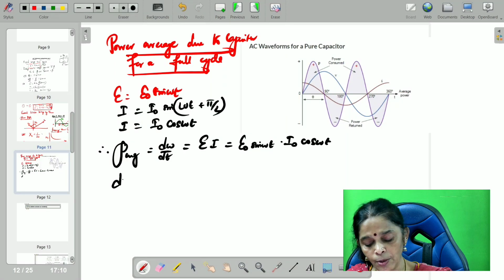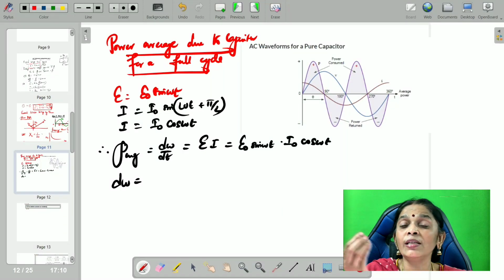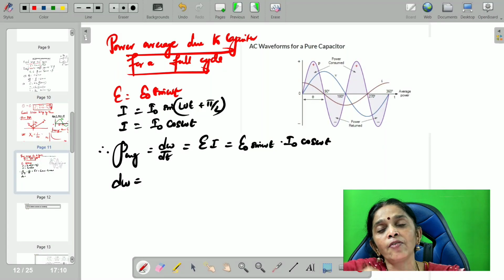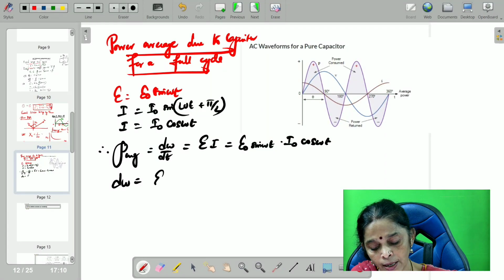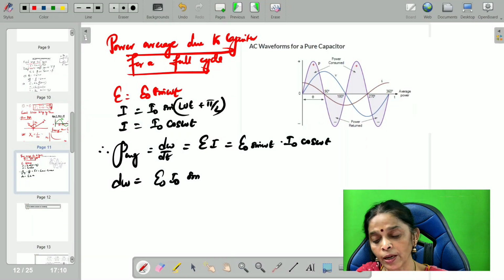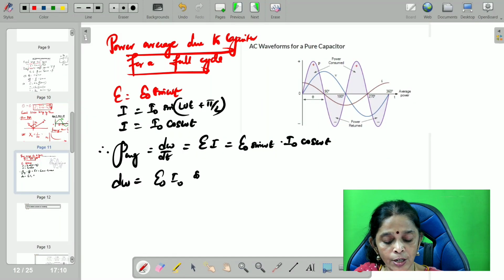So therefore, dW is equal to, why am I writing all this? Because all these are instantaneous values. Instantaneous power only I have, but I wanted a full cycle average power. That's why I'm finding it out. E naught I naught into sin omega t into cos omega t. What is sin omega t into cos omega t? Sin 2 omega t divided by 2.